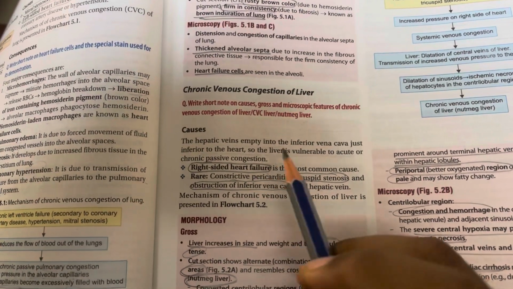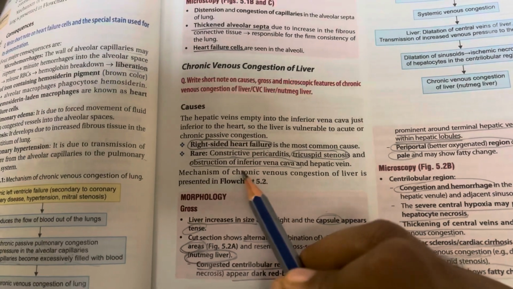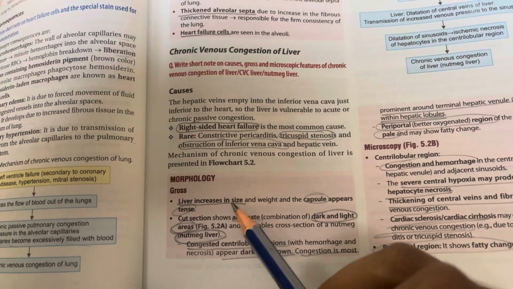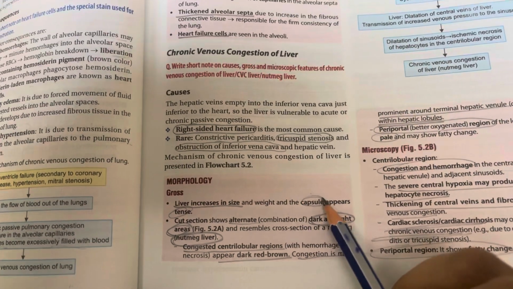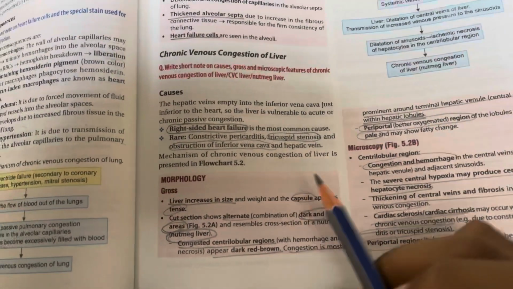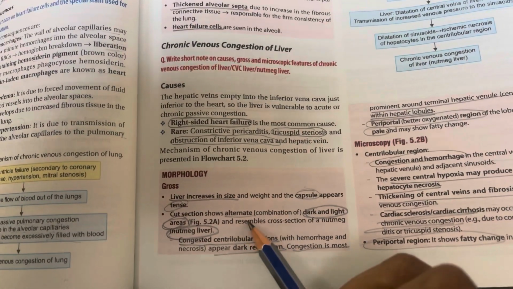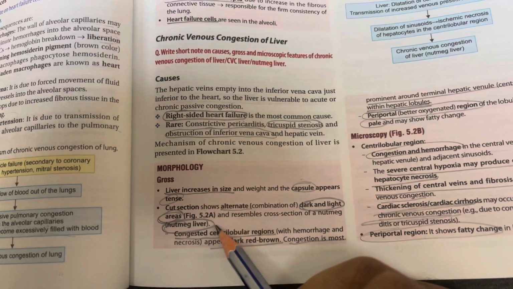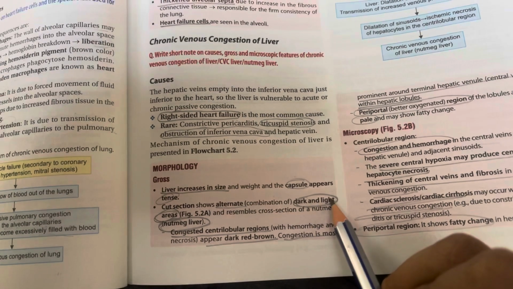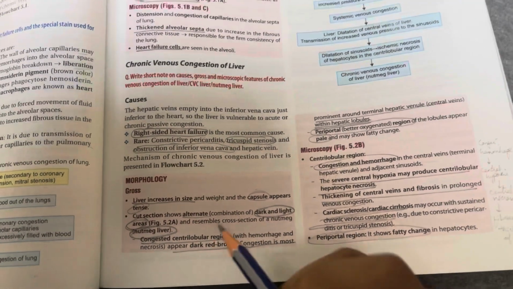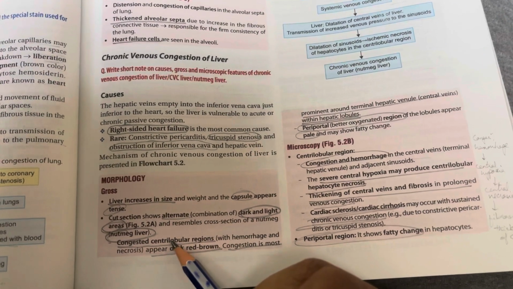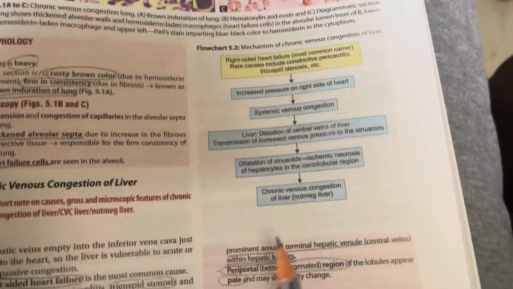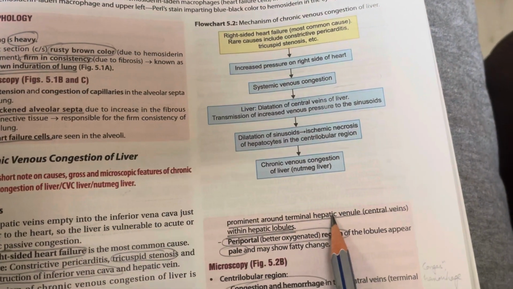So causes are right heart failure and also tricuspid stenosis and obstruction of the inferior vena cava. Morphologically, the liver increases in size and the capsule appears tense. The spleen also increases in size and its capsule appears tense. In CVC liver, there is a nutmeg liver appearance because of alternating dark and light areas. So why is there darkness? Because congested centrilobular regions appear dark brown. Congestion is more prominent around the terminal hepatic venule.